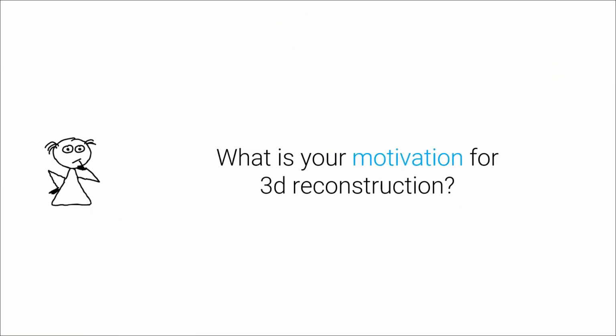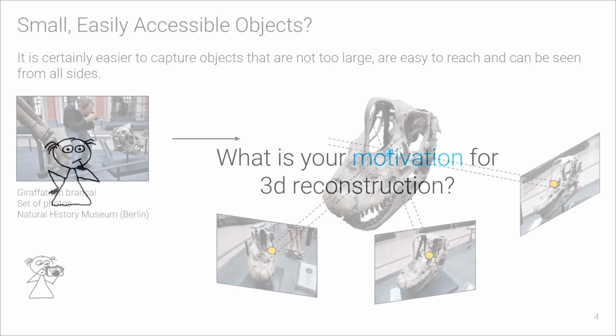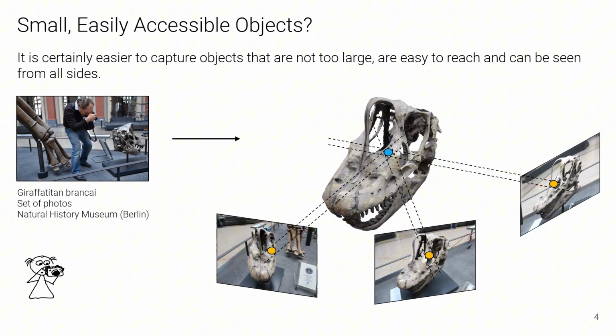Before you get started, you should be clear about what you want to reconstruct virtually and why you want to do it. What is your motivation? It is certainly easier to capture objects that are not too large, are easy to reach, and can be seen from all sides. Here we see a good example from the Natural History Museum in Berlin, where a series of photographs were used for the reconstruction.